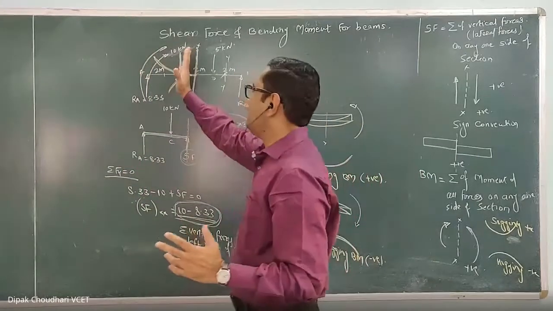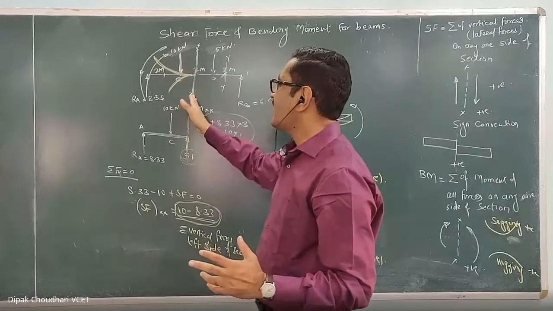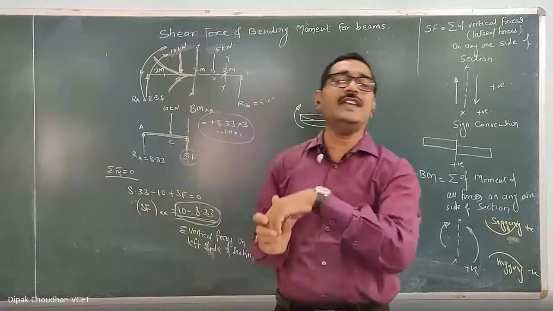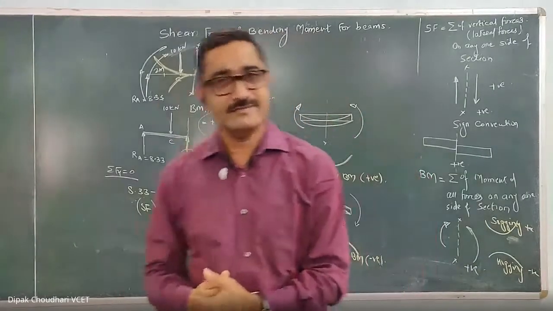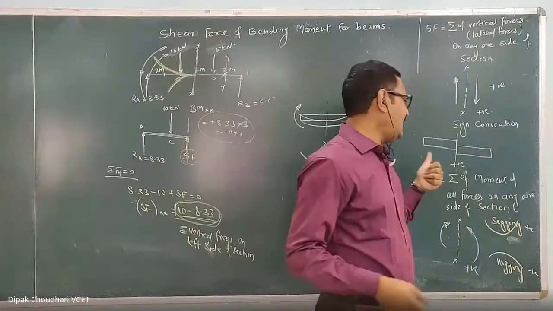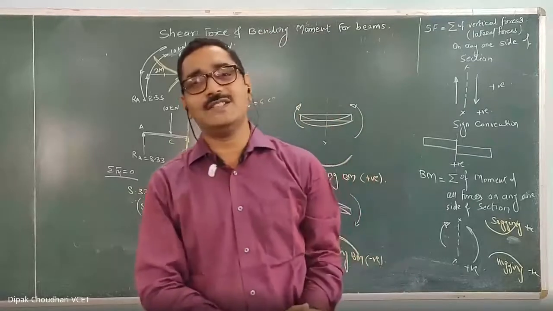If you want to calculate the bending moment at this section XX, you have to consider one imaginary section and calculate the summation of the moment of all the forces on any one side of the section. So shear force is the summation of the vertical forces, and bending moment is the summation of the moment of the forces on any one side of the section.